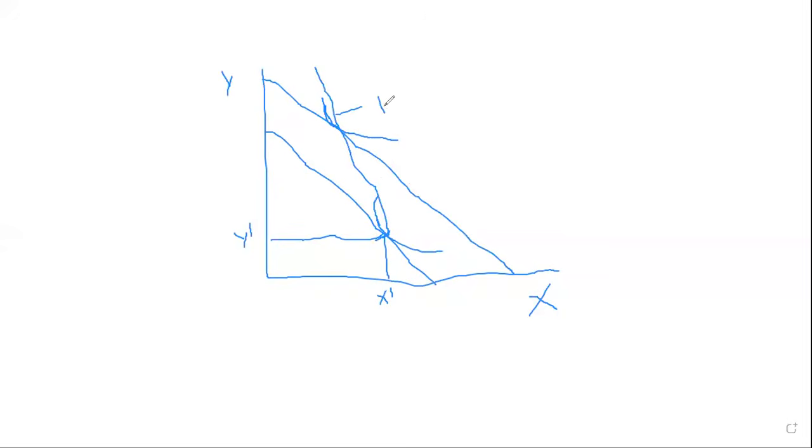income consumption curve. Right? That will be a downward sloping income consumption curve. So you can vary it. You can decide also to look at the case where Y is an inferior, and then X is a normal good. And then draw the income consumption curve for such a situation. Okay.